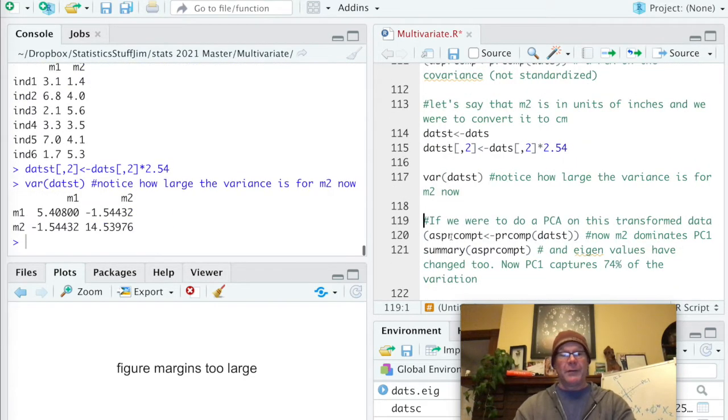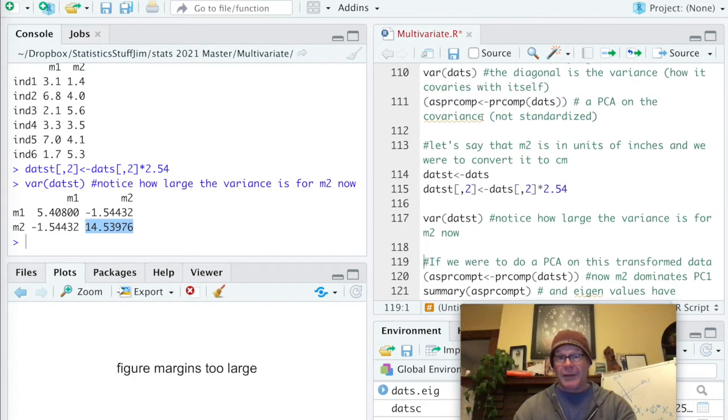And now we can look at the variance covariance matrix. And here again, that's the same variance that we got before because we haven't changed M1 at all. But now you can see that the variance for M2 is a much larger number. And it's a much larger number because centimeters are smaller, right? And so we got a lot more centimeters in there, and that's going to scale up. And now our variance is much larger.